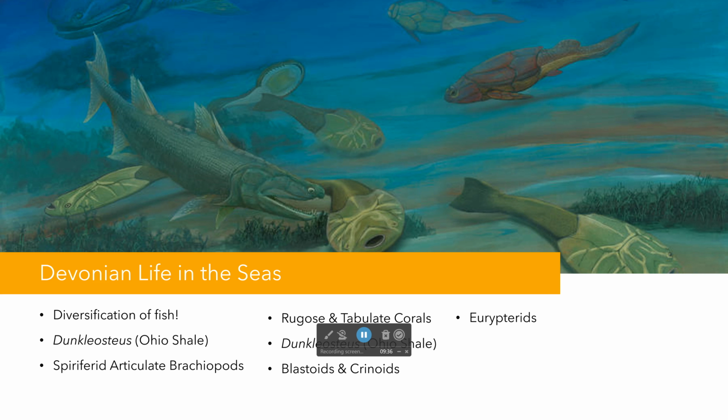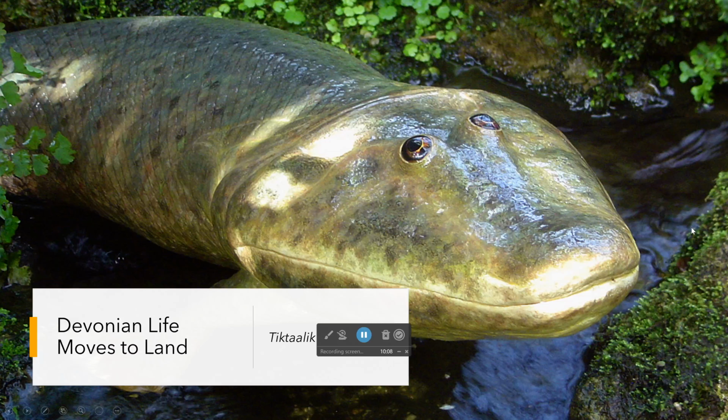We have the diversification of fish at this time, specifically a type of fish called Dunkleosteus, which you can't really see very well here, but he is in the background in the left there. Lots of other fish. These are armored fish in this paleo reconstruction. They had an armored skeleton. Spiriferid articulate brachiopods, which are a specific type of brachiopod. Rugose and tabulate corals are still around. We have blastoids and crinoids, and then also eurypterids, again, those sea scorpions.